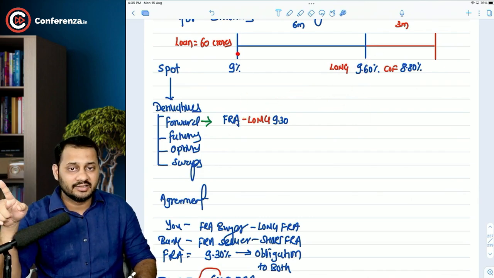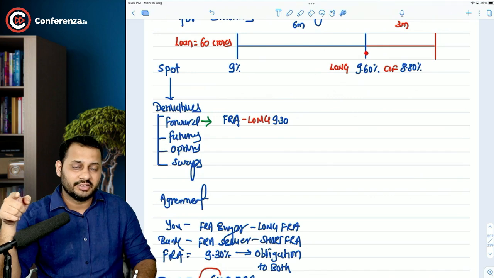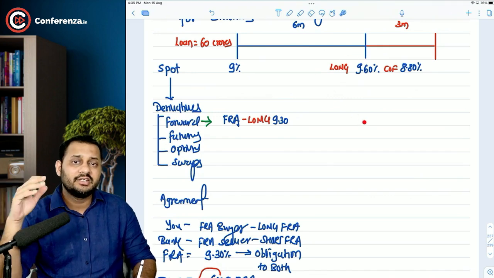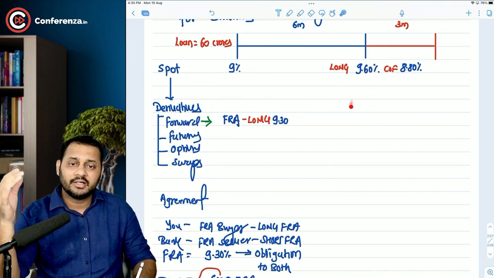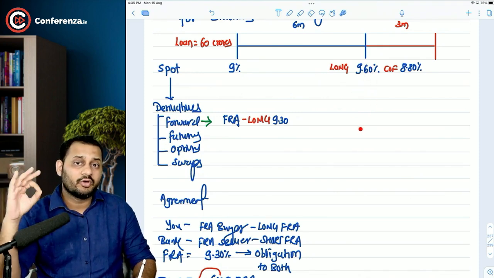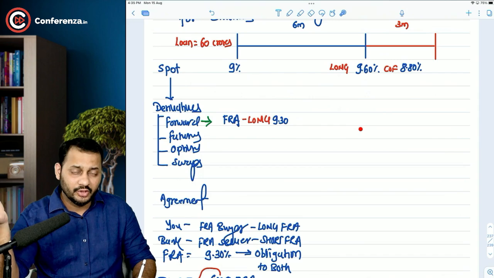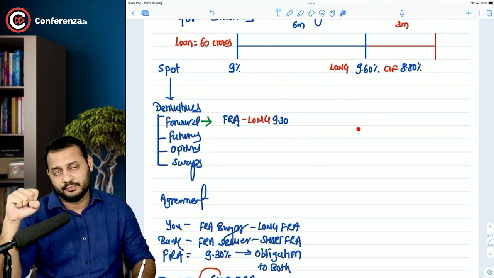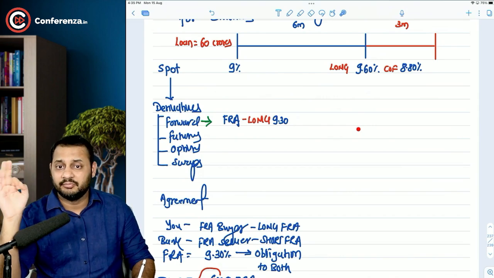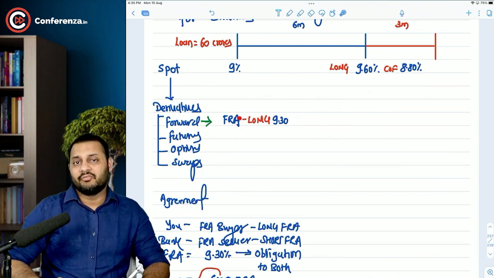FRA is starting at this date and it will end on this date. On this date, the cash settlement will happen. Whatever the interest rates are in the market, the bank will calculate the profit or loss, and if it's a profit to you, it will pay you, and if it's a loss to you, it will collect from you. That's what happens in the FRA.